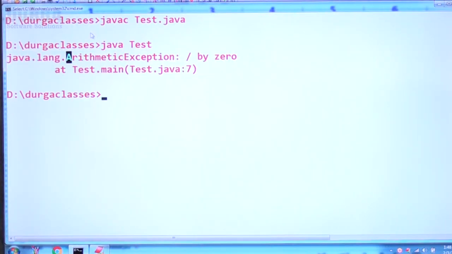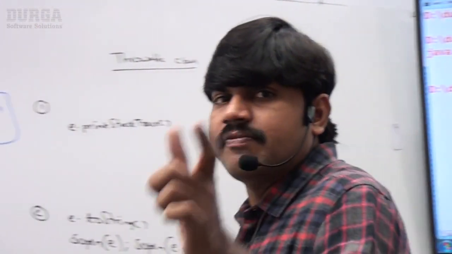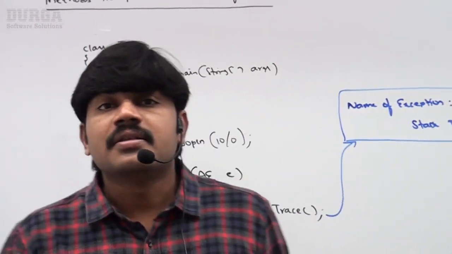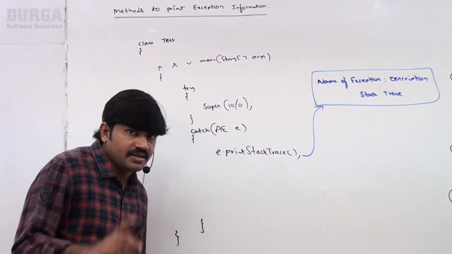If you observe, this is the name of the exception, java.lang.ArithmeticException, colon, description of the exception, division by 0, at Test.main, this is the stack trace. Three parts are there. So if you want the complete information about the exception, then it is highly recommended you go for the printStackTrace method. Clear for all of you?